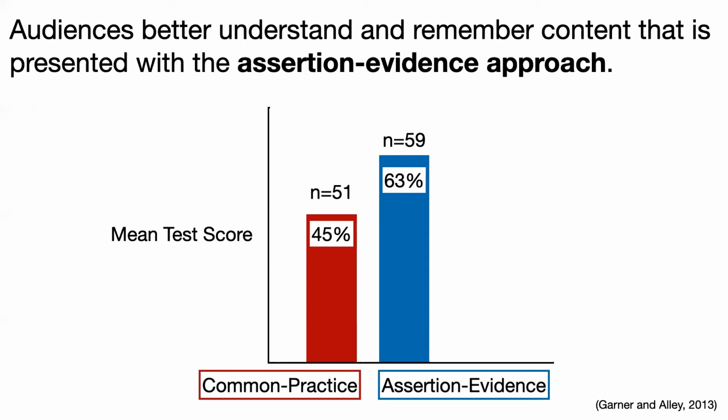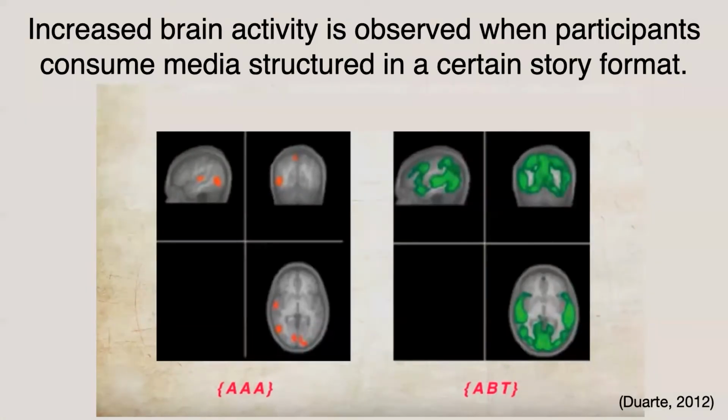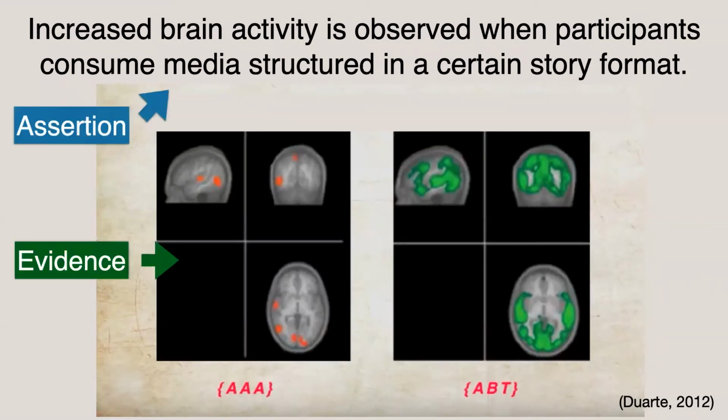And to give another example, it doesn't necessarily need to be a graph. I just pulled this slide from one of my class slides, and so this is kind of the traditional slide you'll see, where we've got a title and we're showing something. Instead of that, let's do assertion evidence. Increased brain activity is observed when participants consume media structured in a certain story format. Right? Assertion evidence, and you can apply this to many different things.